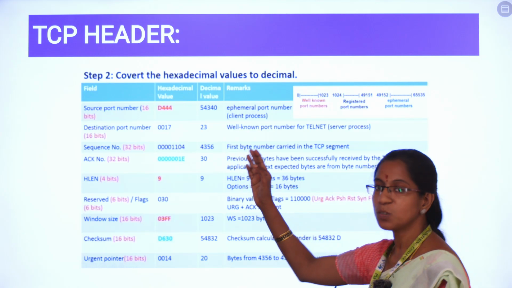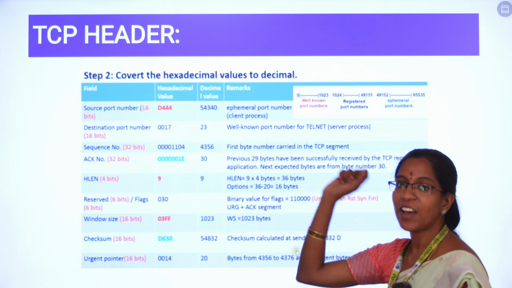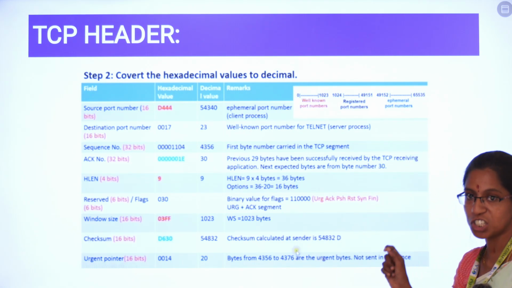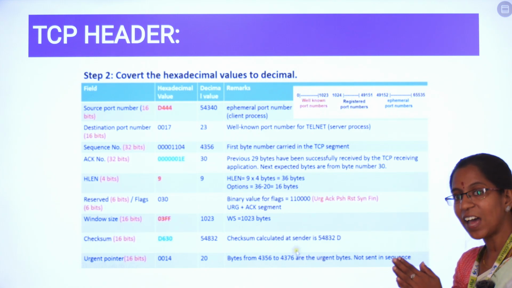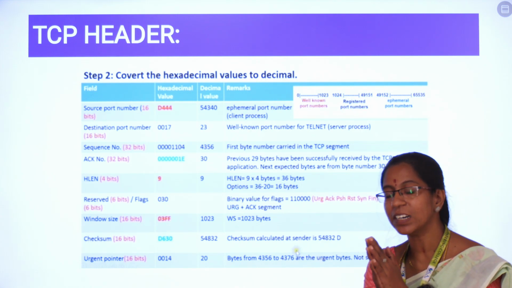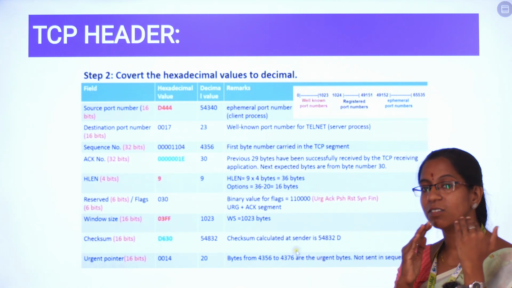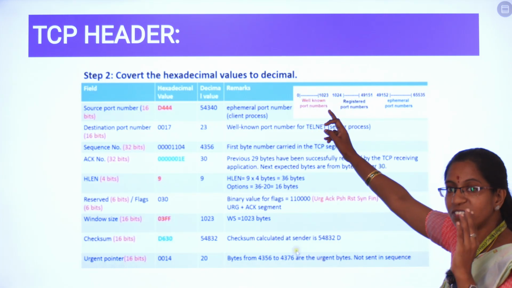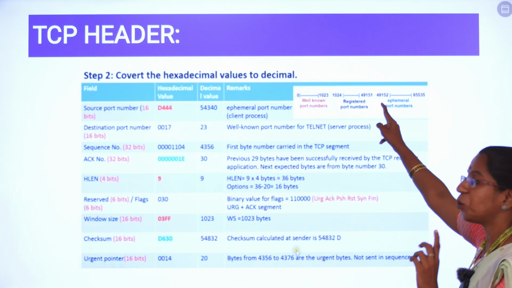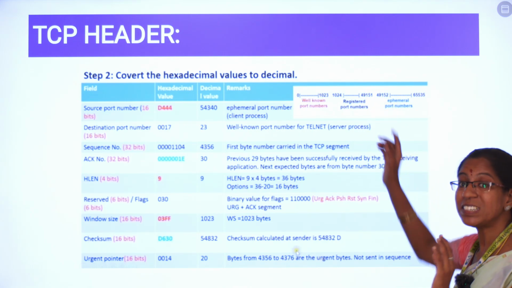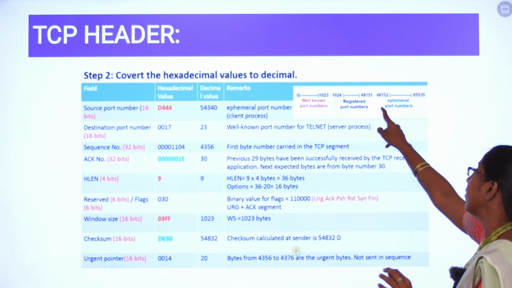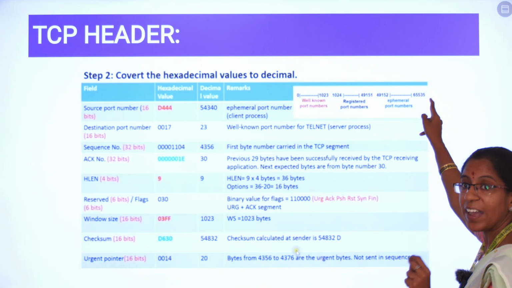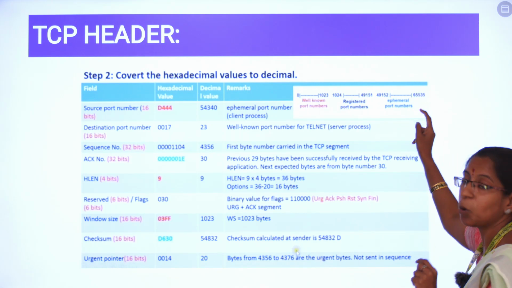So first, the source port is 16-bit. Hexadecimal value D444, so the decimal value is 54340. From this decimal value we can identify which type of port number it is. 0 to 1023 means it's a well-known port number. 1024 to 49,151 means it is a registered port number. 49,152 to 65,535 means it is an ephemeral port number.